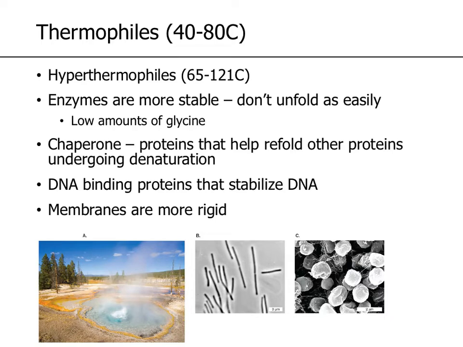So for the thermophiles, they have other proteins that are going to help them out. In this case, they have the chaperones and DNA binding proteins that are essentially preventing denaturation and helping them stabilize the DNA so that they're not going to melt at these higher temperatures. And then we also have the things that we had talked about before, the membrane compositions to make them more rigid.